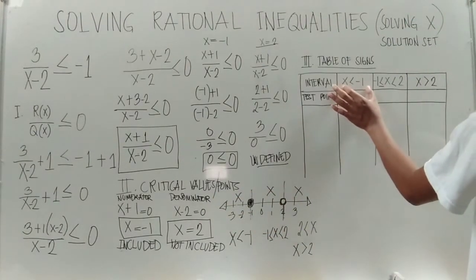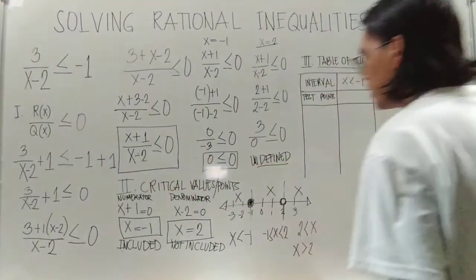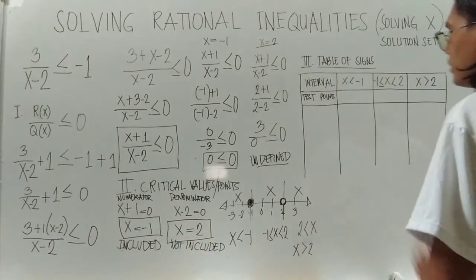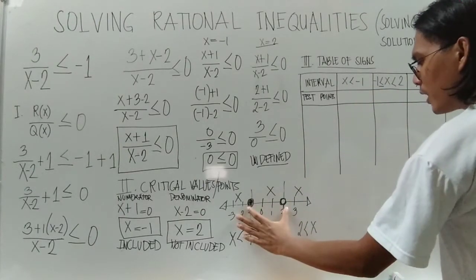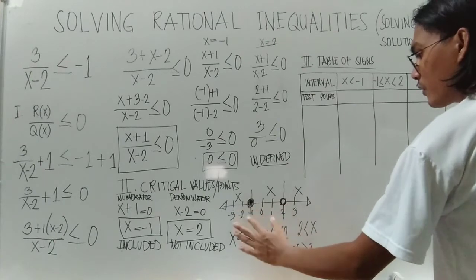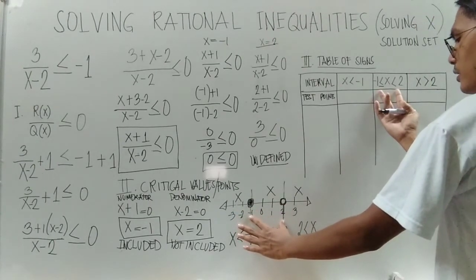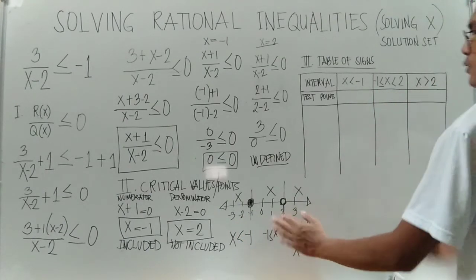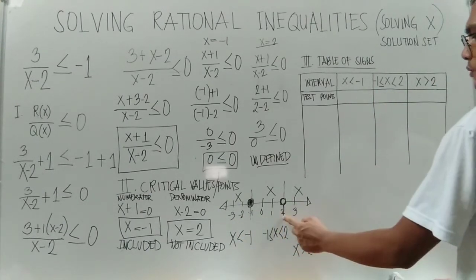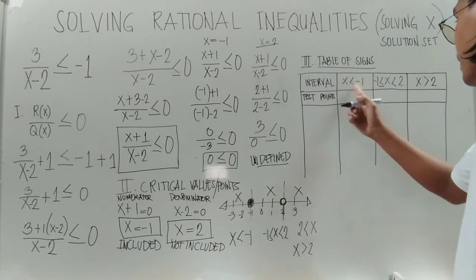dictate the direction of your possible solution set. So this interval is from negative 1 to negative infinity or to the left of negative 1. This interval states the values between negative 1 and positive 2. Okay? Then, the last interval is the values to the right of positive 2 until positive infinity. Okay?